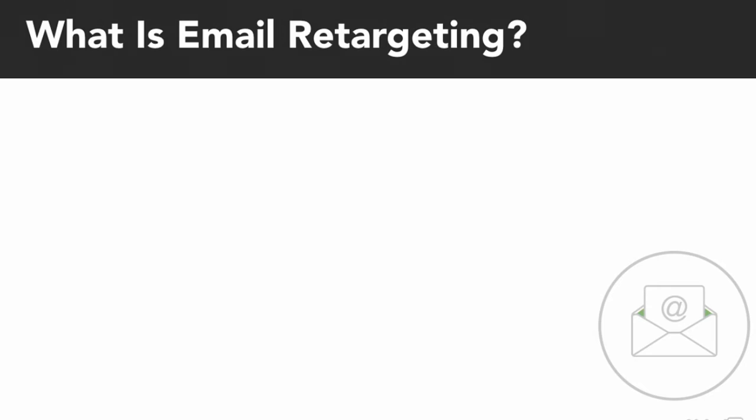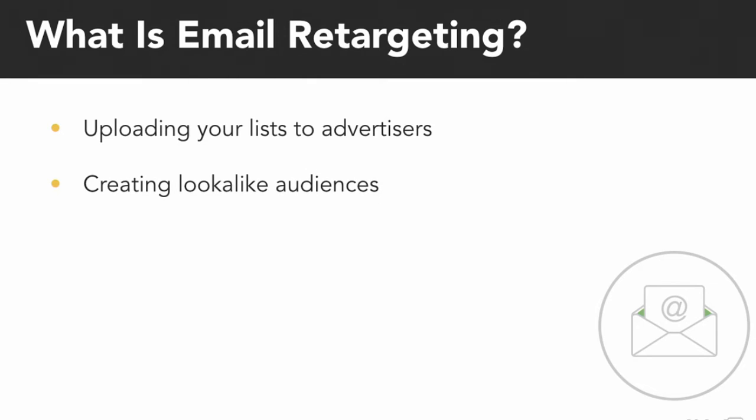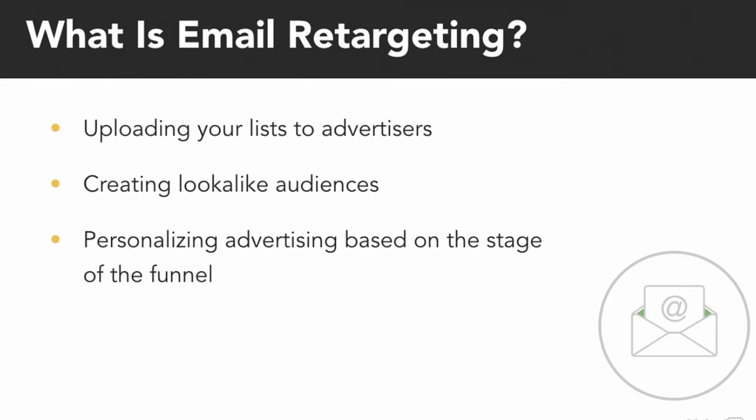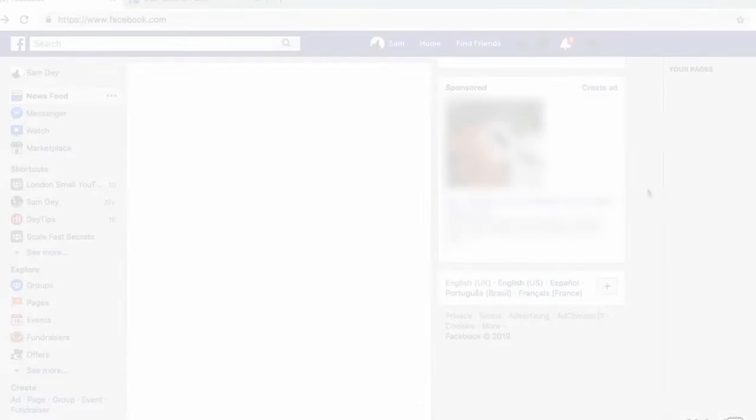So what is email retargeting? It involves uploading your lists to advertising platforms, creating lookalike audiences, and personalizing your advertising based on the stage of the funnel, so this is really important. You can actually create purposeful advertisements to simply only the people who have downloaded your free formula and not yet made a purchase with you. Likewise, you can do this to each and every different stage of your funnel.